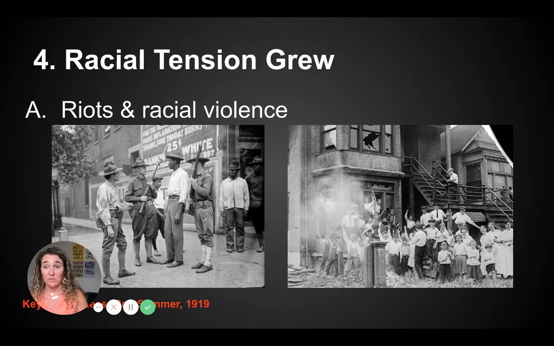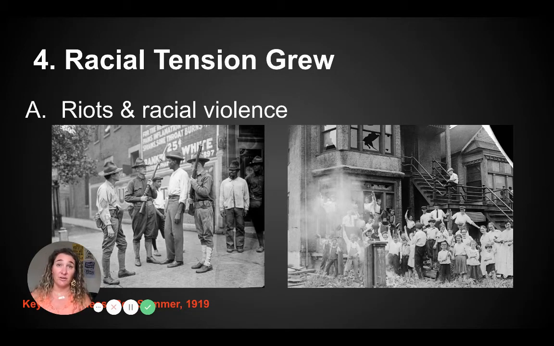White servicemen were returning home after the war. So again, the Harlem Renaissance is during the 1920s, and World War I ends in 1918. As soldiers are making their way home, they're finding that their jobs have been taken over by Black men and also by new immigrants. And so this leads to riots and racial violence.